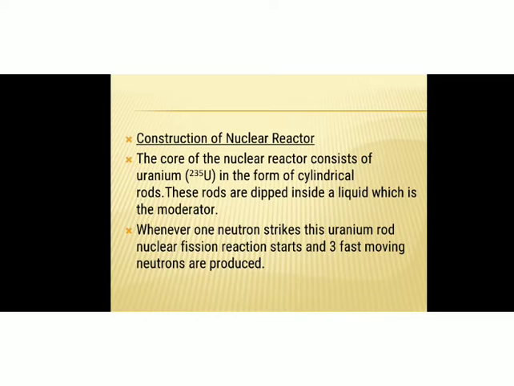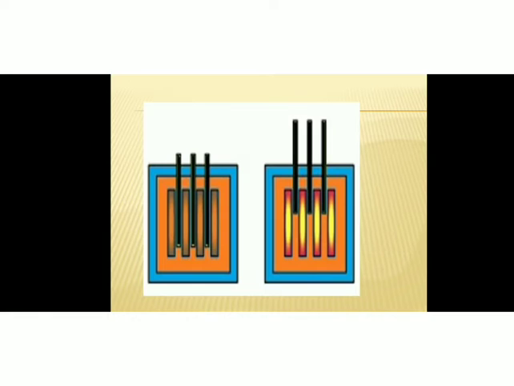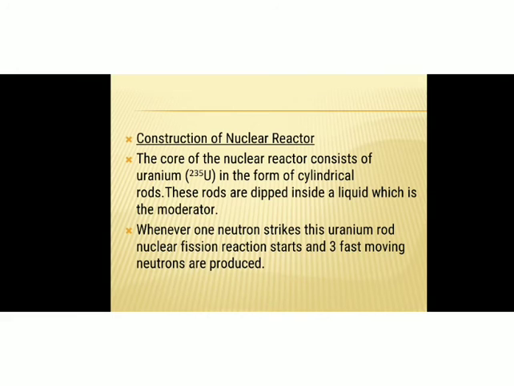Now, construction of a nuclear reactor. The core of the nuclear reactor consists of uranium in the form of cylindrical rods. We had already seen the uranium rods. Here, this orange colored rectangular bar indicates the uranium rods. They are in the form of cylindrical rods.